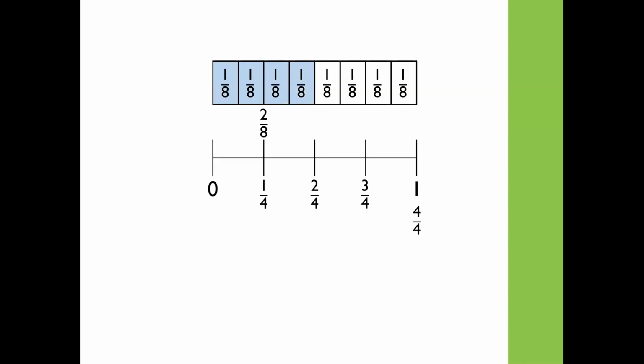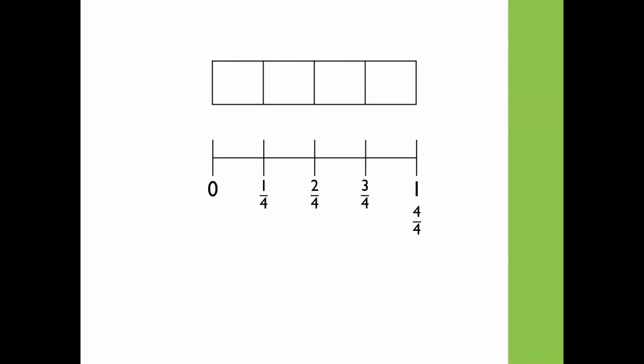If I shade 2 more 8ths, then I move to 4/8 on the number line, which we can see is equivalent to 2/4. Shading 2 more 8ths means we have shaded 6/8 of the bar altogether. And on the number line, we can write 6/8. 6/8 is equivalent to 3/4.